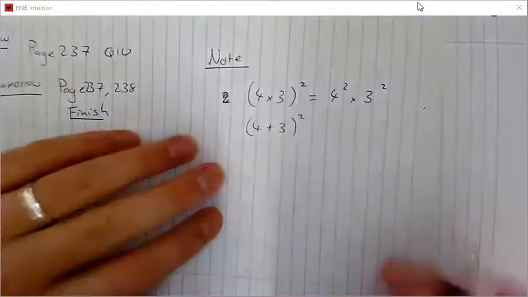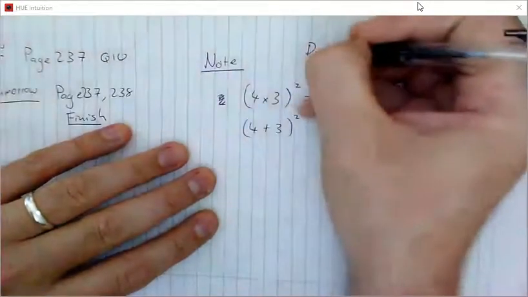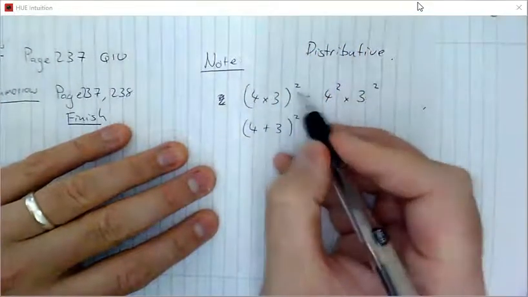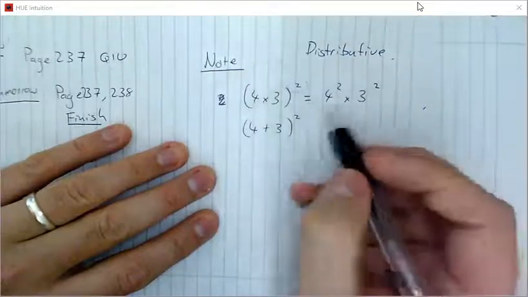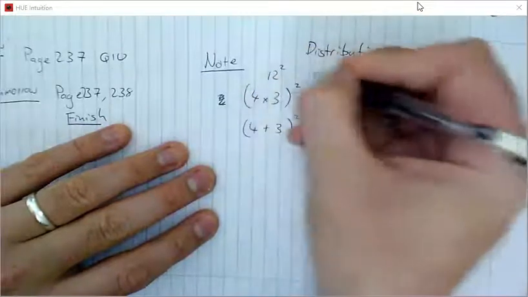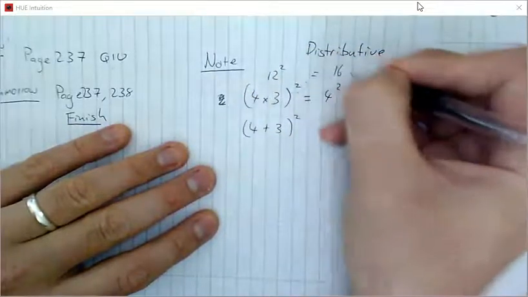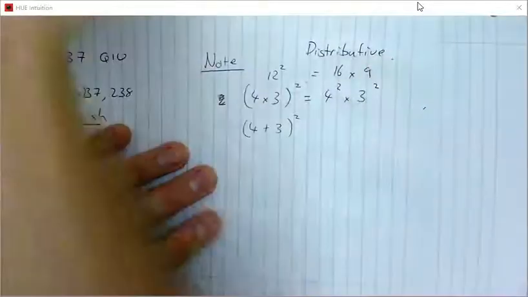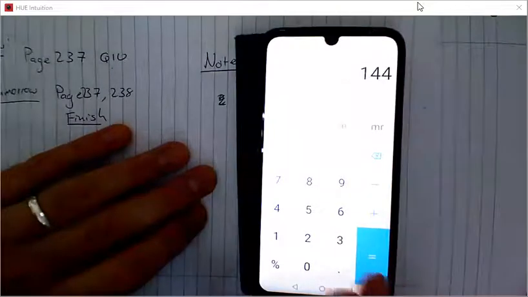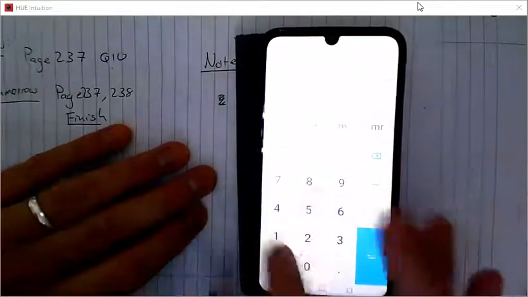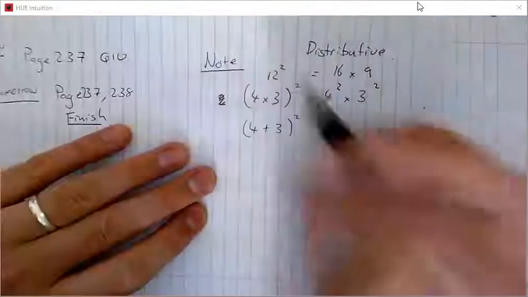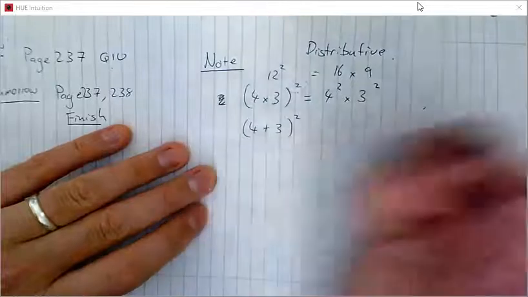Just one final note about this idea of something being distributive. So indices, like this square here, are distributive over multiplication. 4 times 3, that's 12 squared, is the same as 4 squared, which is 16, multiplied by 3 squared, which is 9. Okay, now 12 squared, 12 by 12 is 144, and 16 multiplied by 9 is 144. So you can see that that works. Both sides of this equation say 144 in some different form.